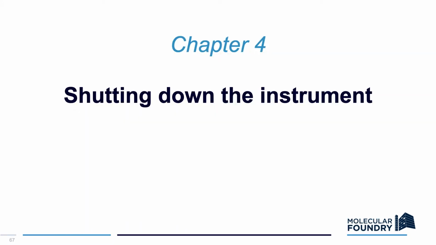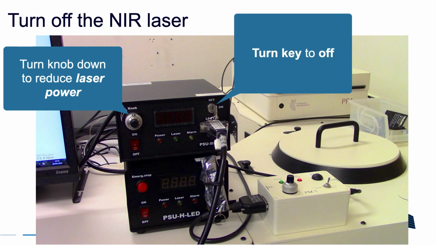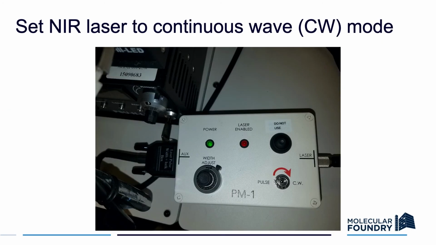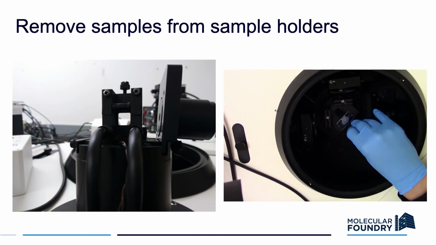Once we're done, we can shut down the instrument. We're going to turn off the lasers. Again, we normally want to turn the laser power down first before we turn off the laser. Then we're going to turn the key to off and then power off the power supply. We're going to flip the pulse switch back to CW mode, and then we're going to remove our samples from the sample holders.